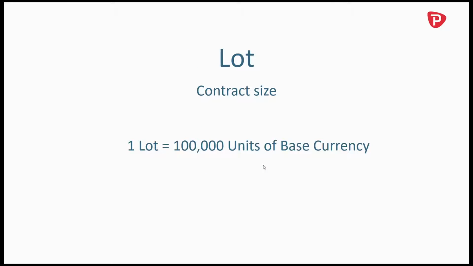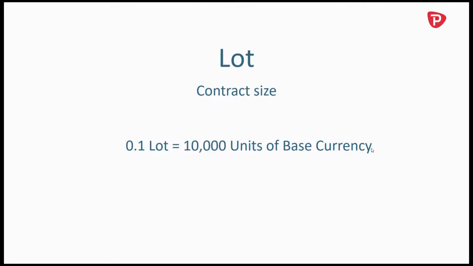So now that we understand base currencies, let's take a quick look at a lot size or a contract size within the Forex markets. If we're trading one lot in the Forex markets, this will equal 100,000 units of the base currency. This one lot size is also referred to as a standard lot.